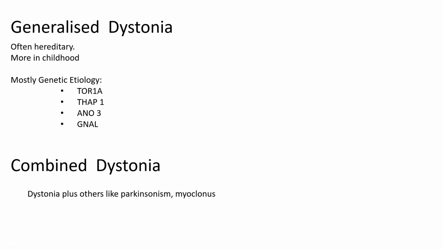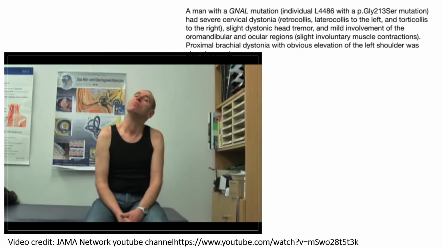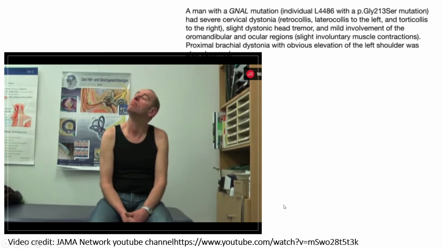Right. So the dystonia can also be generalized. These generalized dystonias are often hereditary, more common in childhood, and mostly of genetic etiology. The important genes involved are TOR1A, THAP1, ANO3 and GNAL. The dystonia can also be combined, for example, dystonia plus other disorders like Parkinsonism or myoclonus. So let's come to another video, in which let's see the video first.